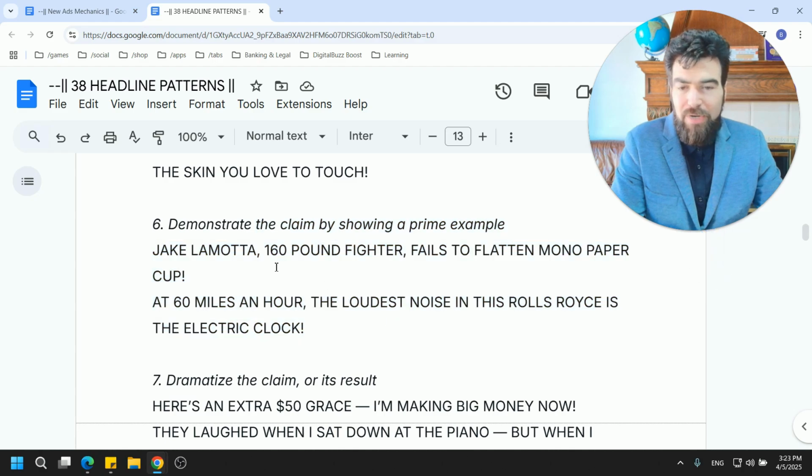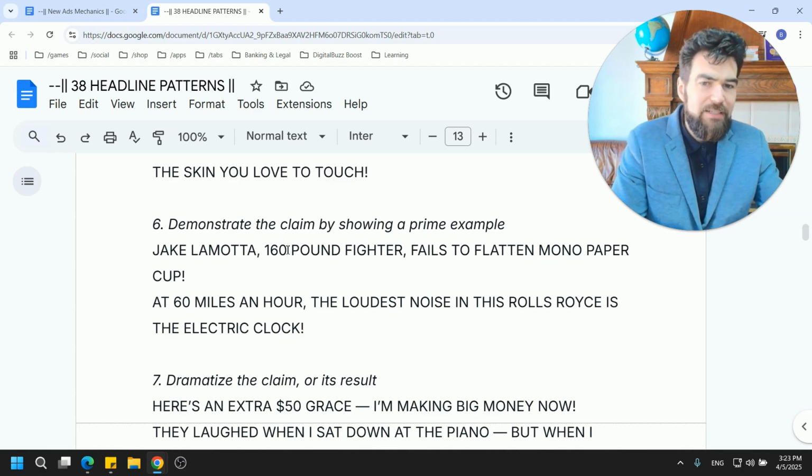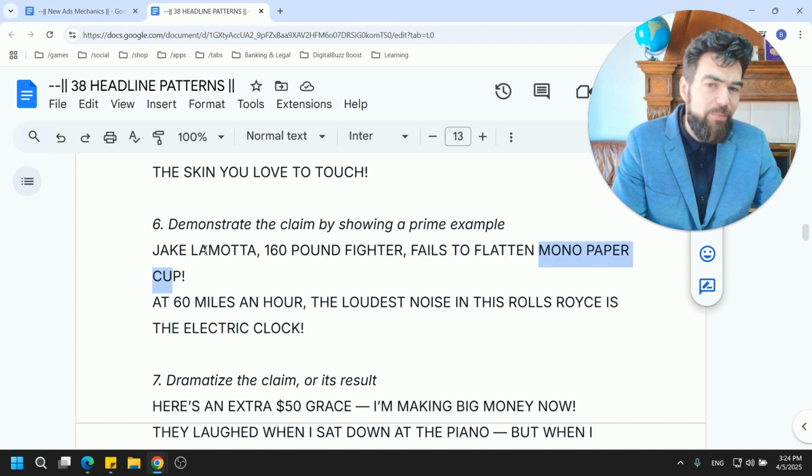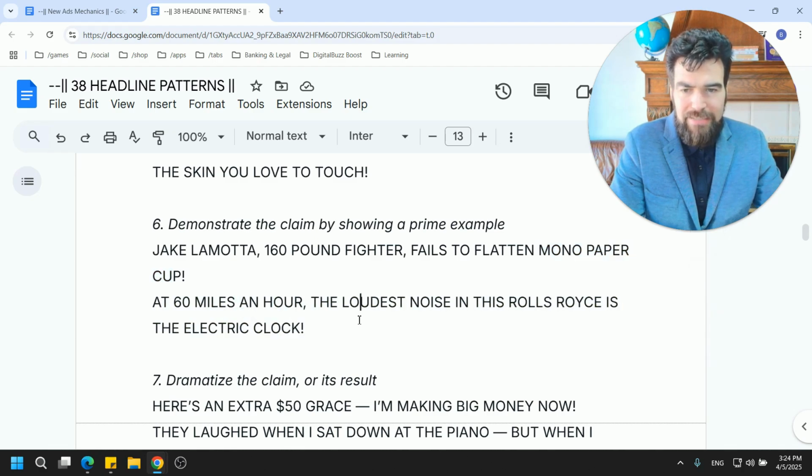Demonstrate the claim by showing a prime example, just showing a very unique example and demonstrating the claim of the headline. So Jake LaMotta, obviously this is an example. Jake LaMotta, 160-pound fighter, fails to flatten monopaper cup. So we're selling monopaper cup and we're giving a prime example here by Jake LaMotta that fails to flatten it. So the claim is that the monopaper cup is strong and the example is that Jake LaMotta fails to flatten it.